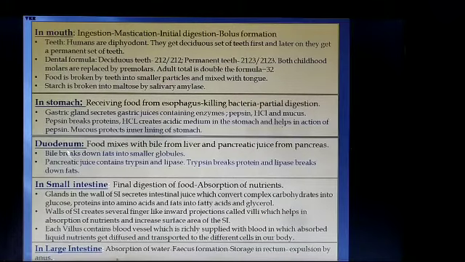My dear children, the stomach opens into the small intestine. The upper part of the small intestine is called the duodenum. This duodenum is the place where food mixes with the bile from the liver and pancreatic juice from the pancreas.